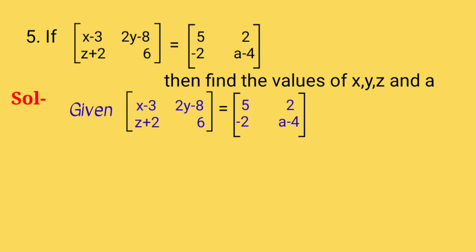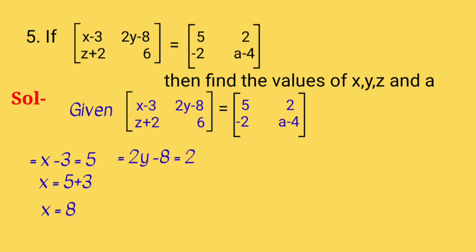So to find x, x minus 3 is equal to 5. So x is equal to 5 plus 3, taking the minus 3 to the other side, so x is equal to 8. And the second one, 2y minus 8 is equal to 2. So 2y is equal to 2 plus 8, taking 8 to the other side. Y is equal to 10 by 2, taking 2 to the other side. So y is equal to 5.